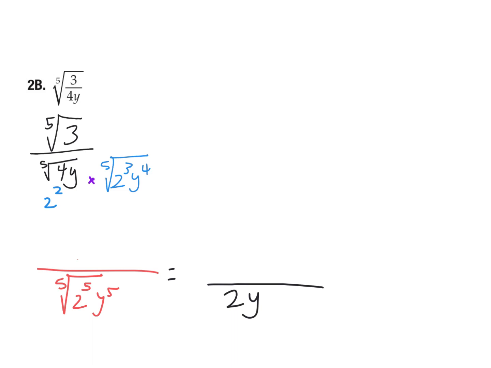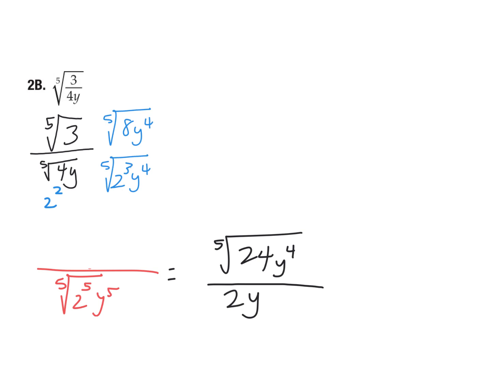Okay, now to Bella's point, 2 to the 3rd really is just 8. So all I have to do is multiply the top by the 5th root of 8y to the 4th. Okay, and again, this equals this. Okay. So now I can just multiply the insides together. They're both 5th roots, so I can multiply them together. 3 times 8, of course, is 24. So I have the 5th root of 24y to the 4th.